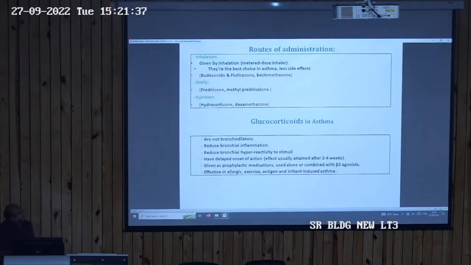And routes of administration, you have the inhalation, then oral and injection. Then corticosteroids in asthma per se: they are not bronchodilators, they reduce the bronchial inflammation, reduce bronchial hyperreactivity, and have delayed onset. So within 2 to 4 weeks the actual effect comes, and then they are given as prophylactic medication, used alone or in combination with the beta-2 agonist, and in any kind of asthma you can use it.